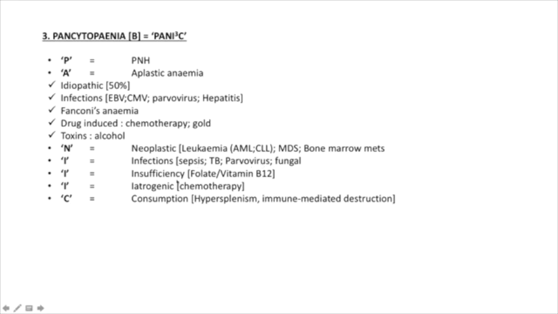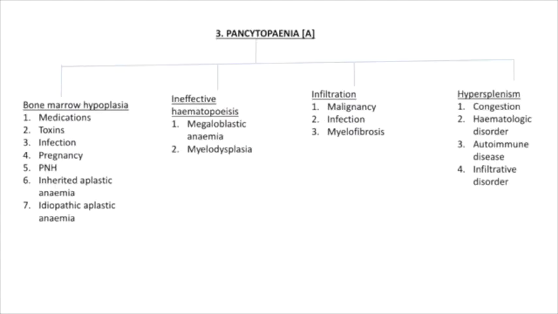I could also be insufficiency in the way of folate or B12 insufficiency, so you don't have enough precursors to make your blood cells. And I can also be iatrogenic in the way of chemotherapy. Then C stands for consumption in the way of hypersplenism or immune-mediated destruction. So you think pancytopenia, you think PANIC, or you can think our beloved algorithm here.